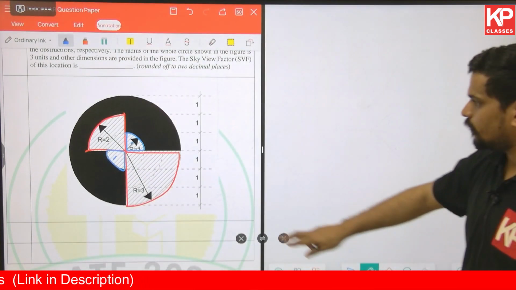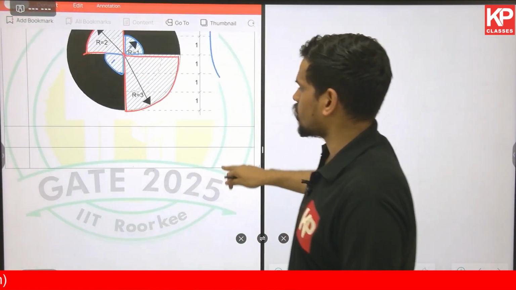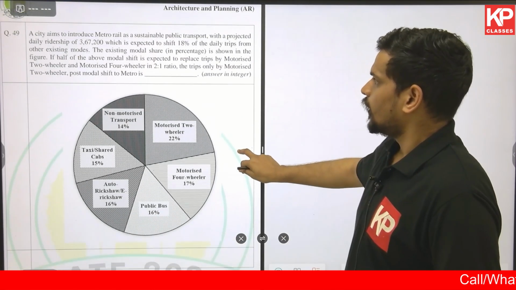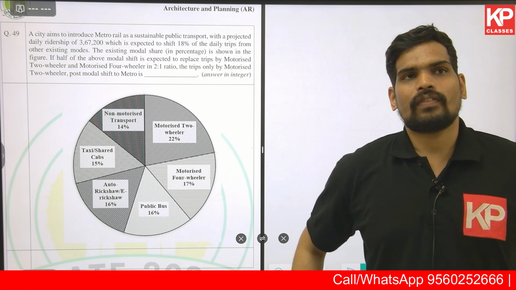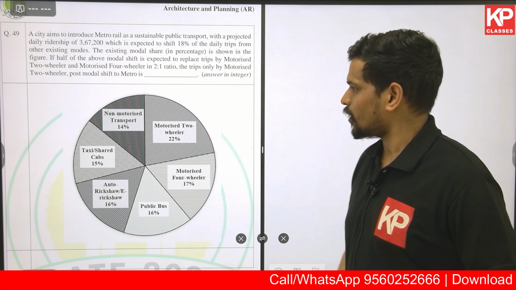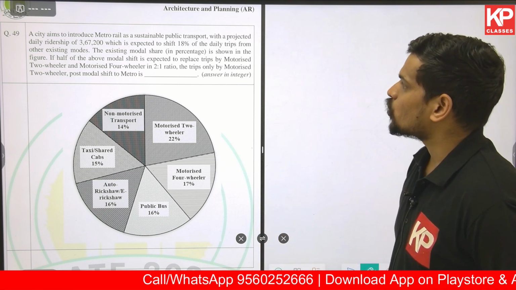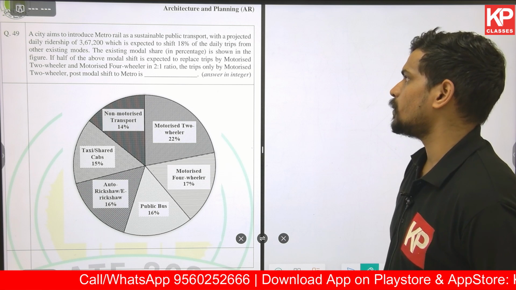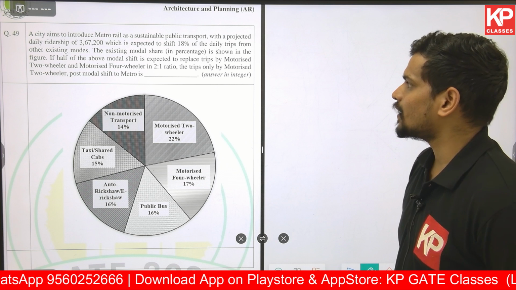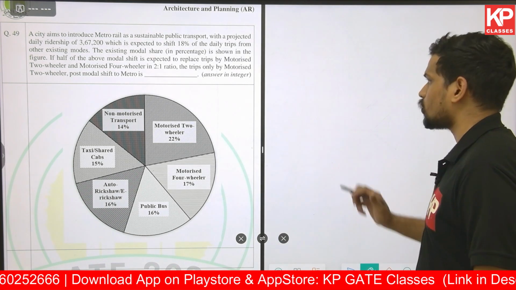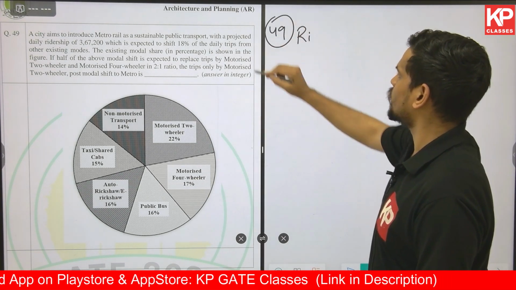Now the last question, it's based on the concept of transportation, if I'm not wrong. Yep, it's based on transportation, but again, it is something like a question from general aptitude. It is a data interpretation type question with a pie chart given. Very simple question. A city aims to introduce metro rail as a sustainable public transport with a projected daily ridership of 3,67,200. So they have given a projected ridership. This is question number 49, the last numerical of the common part.